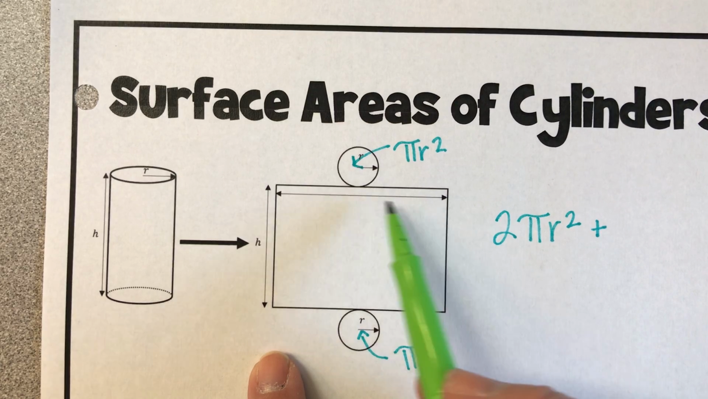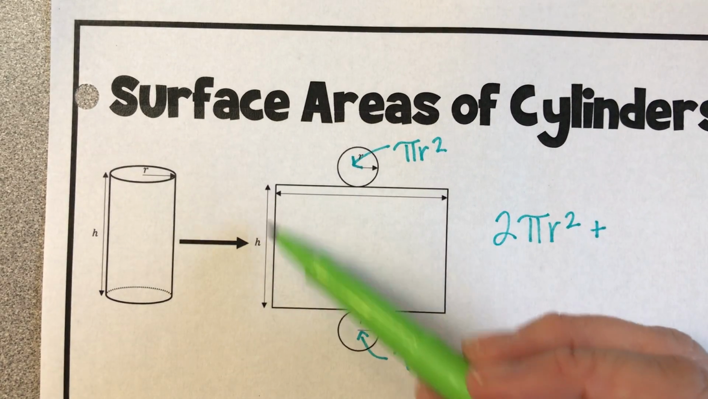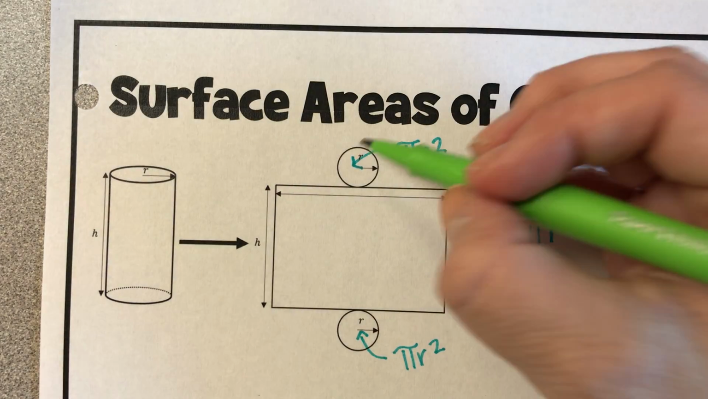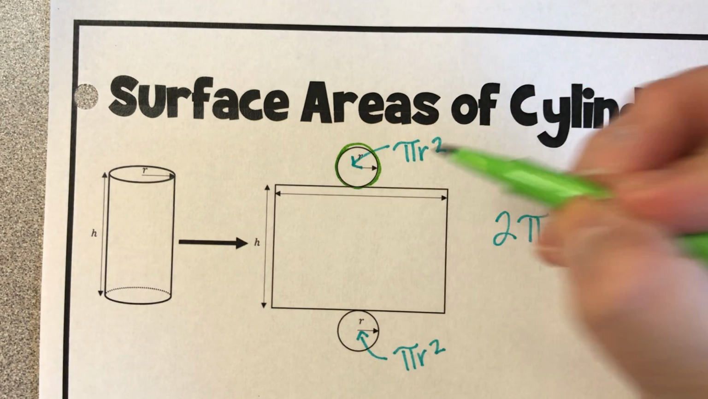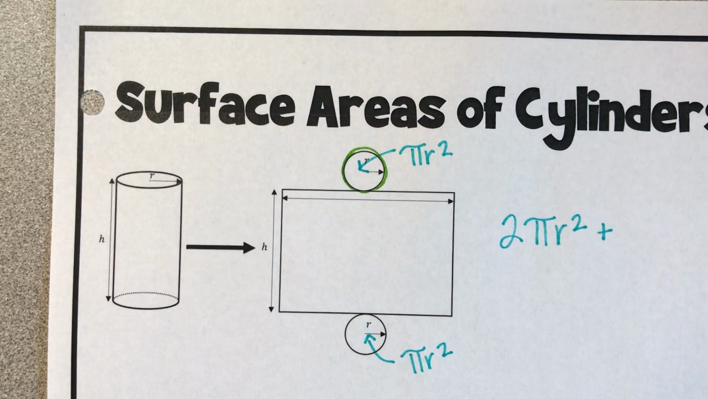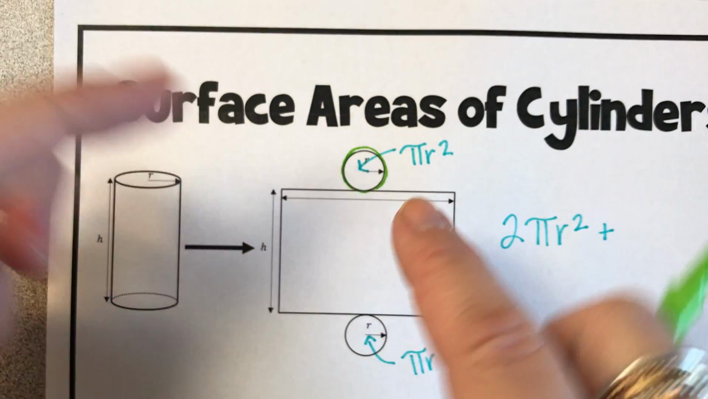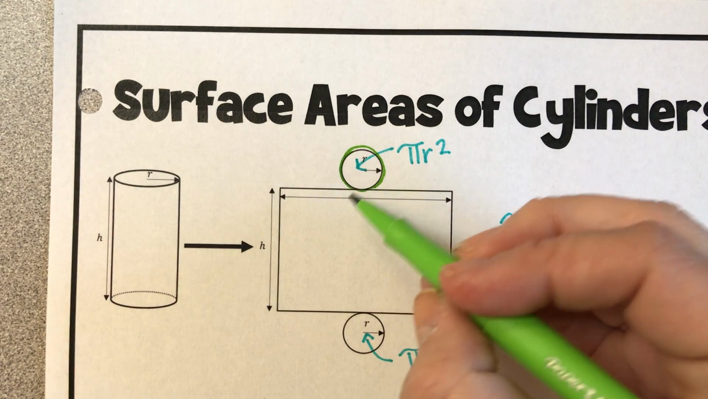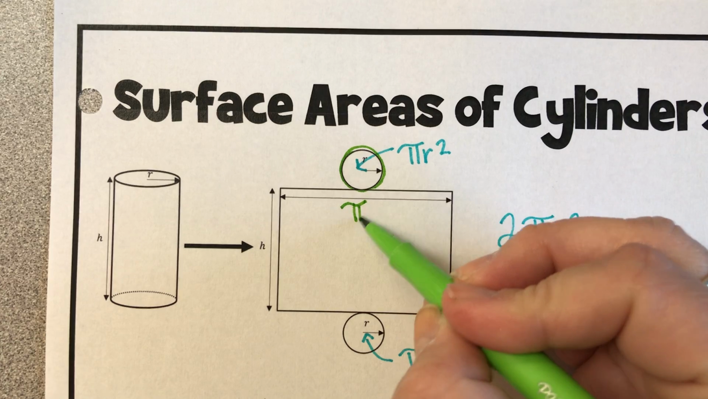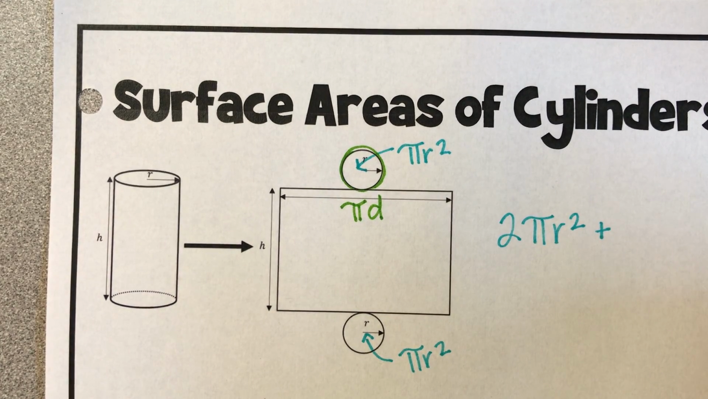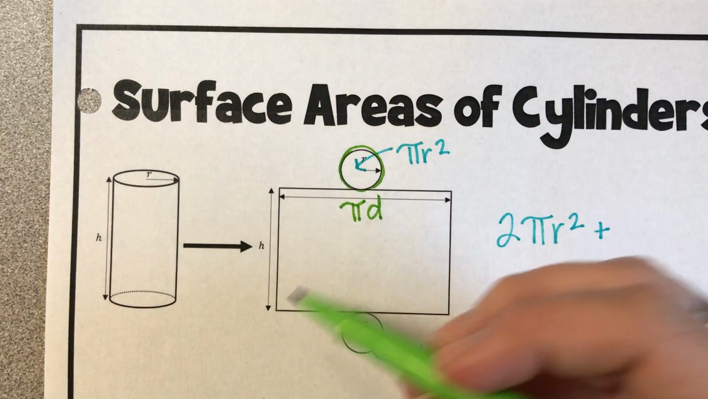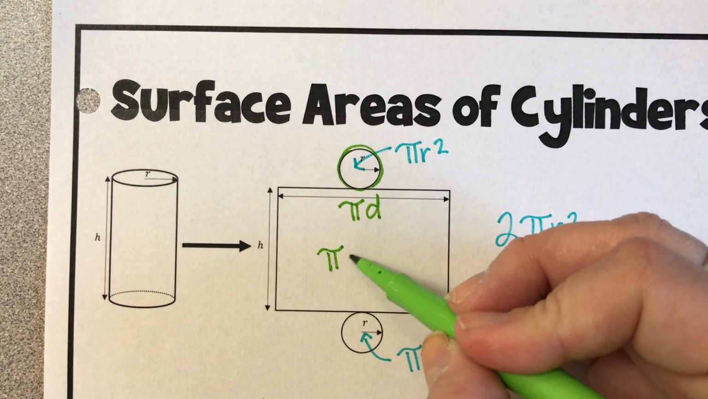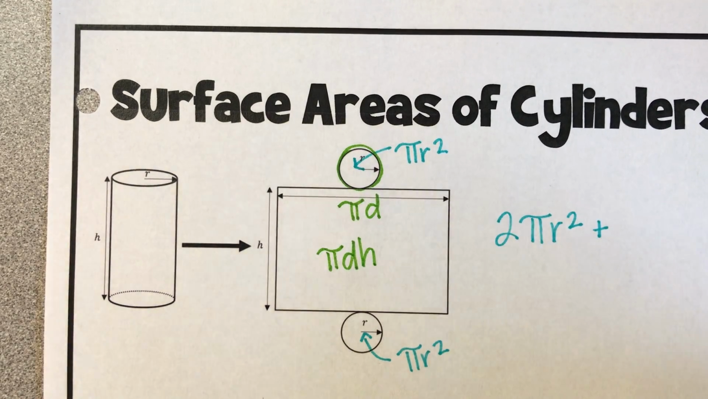So what is this length? This is the height of the cylinder, but what would this be? It is the circumference of this circle, because however large that circle is at the top, this has to wrap around it, correct? So how do we find the circumference of a circle? Pi times diameter. So if I'm trying to find the area of this whole thing in here, it has a base of pi times diameter and then a height of h.